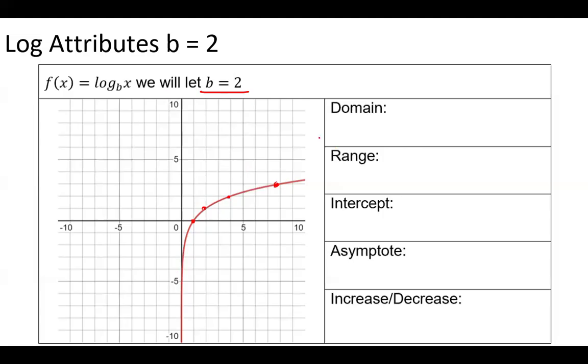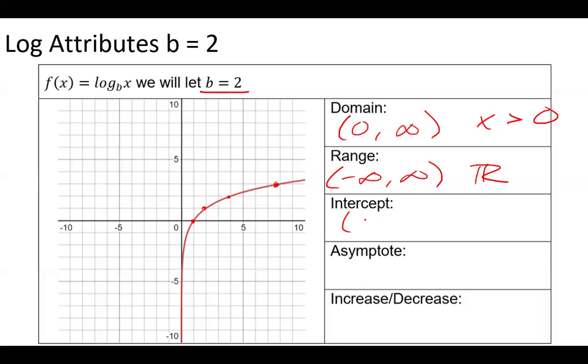Another thing that we're going to pay attention to is that your domain has a starting point. Your domain begins at 0 and continues to positive infinity, which means that your x values have to be greater than 0, not equal to, strictly greater than. Your range has no beginning, no ending. So your range goes from negative infinity to positive infinity, which means that it's all real numbers. You do not have a y-intercept, but you do have an x-intercept, and that x-intercept is going to be at (1, 0).